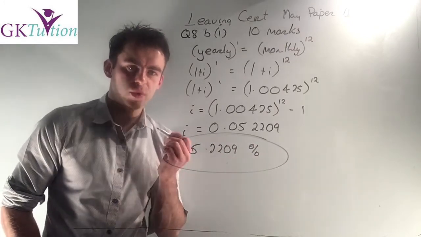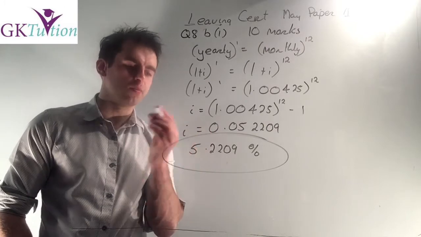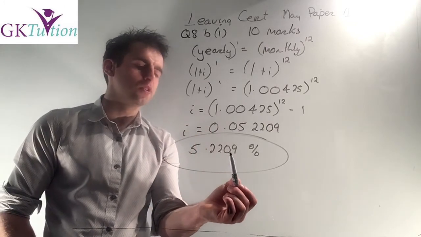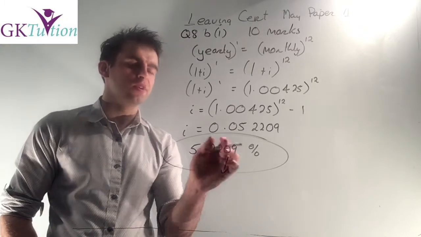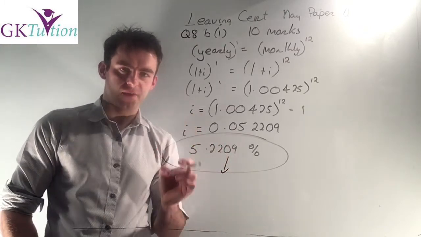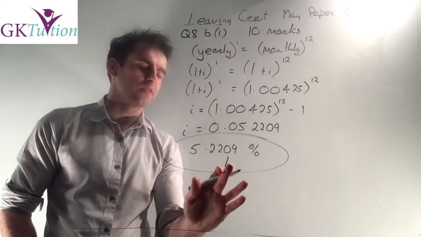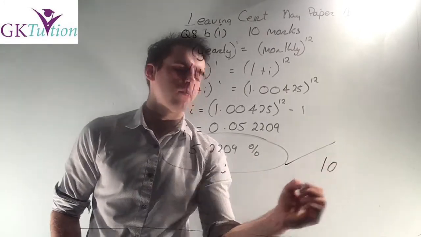0.052209. But you want to give your answer as a percentage, so you multiply by 100, it's 5.2209%. And remember, that 0, it's between a 2 and a 9, so it's considered a significant figure. So that is the 5 significant figures, and that's your 10 marks for that one.